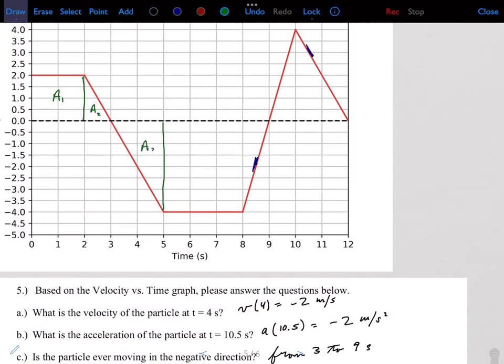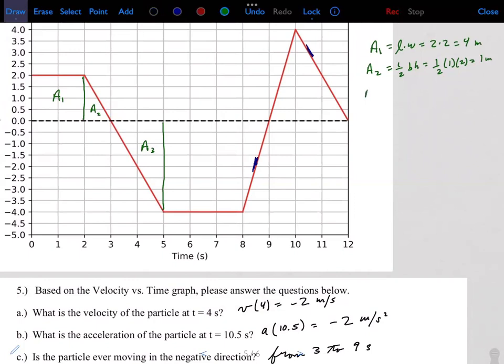I'll say 3. And I know A1 is just length times width, right? It's a rectangle. So that would be 2 times 2, which is 4 meters. Now A2 is 1/2 base times height, right? It's a triangle. And it looks like the base is 1 and the height is 2. So 1/2 times 1 times 2. That's just going to give me 1 meter.